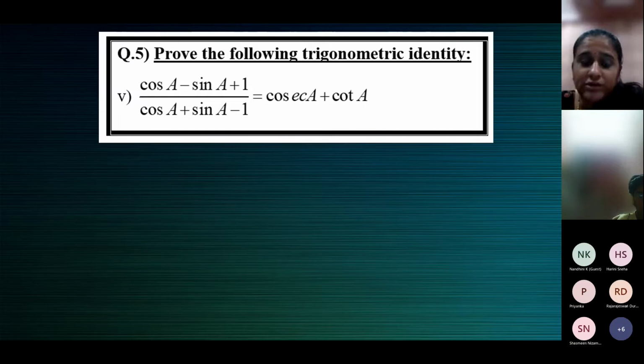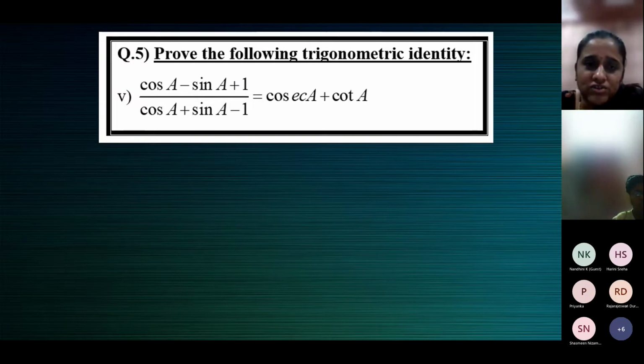So what do we see here, children? There's again a rule here. We see that in this identity, the LHS is made up of cos theta, sin theta, and 1, or cos A, sin A, and 1. In which case, you have to start by dividing both the numerator and denominator by either sin theta or cos theta. This is a rule.